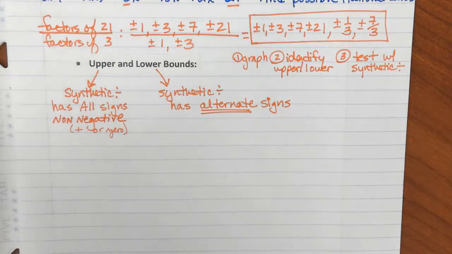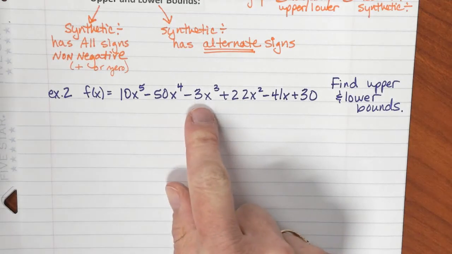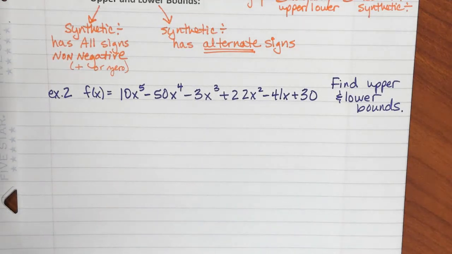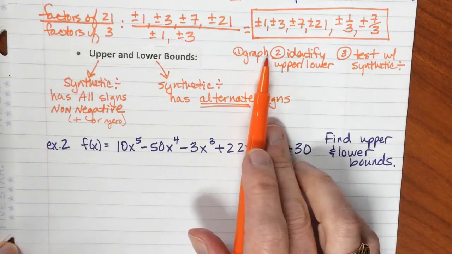Let me write out an example and we'll try. I'd like to look at this example. The function is 10x to the 5th minus 50x to the 4th minus 3x cubed plus 22x squared minus 41x plus 30. And I'd like you to find the upper and the lower bounds. You can go ahead and pause it right now if you'd like to, write that down and get that in the calculator. But the first thing, remember, that we need to do for this tool is to graph it.